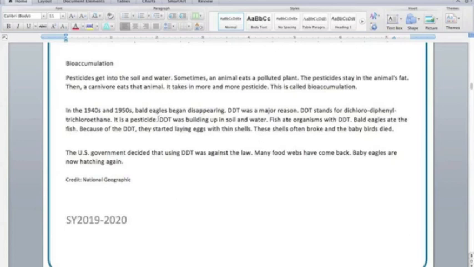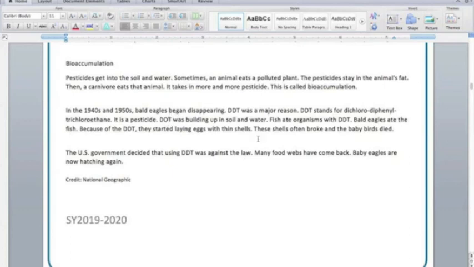Let's go ahead and underline in the 1940s and 50s, bald eagles began disappearing. DDT was the reason. We can also circle dichloro-diphenyl-trichloroethane, and we should be able to understand that because the word is so long, they've abbreviated it as DDT. Okay, we can also circle that as well.